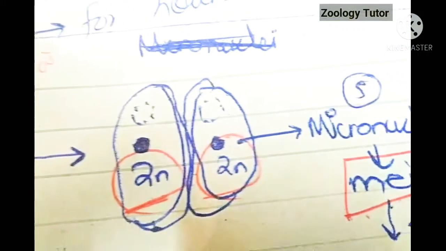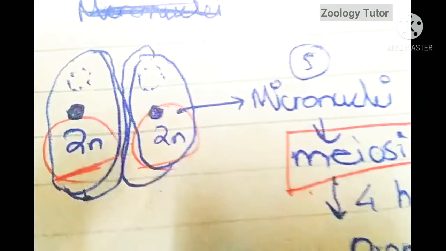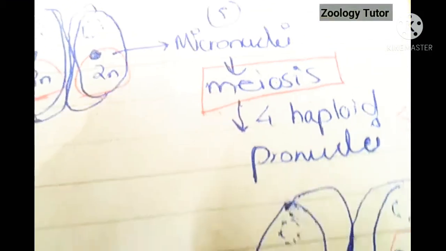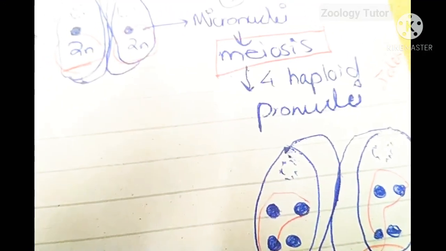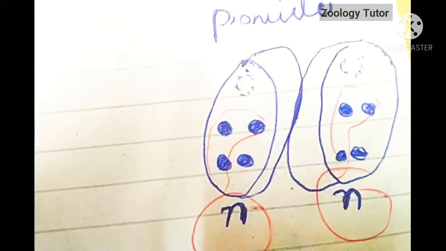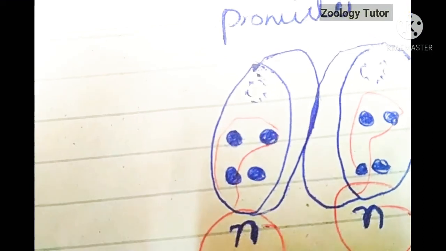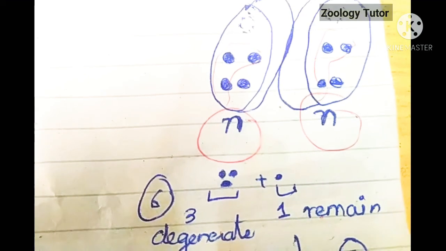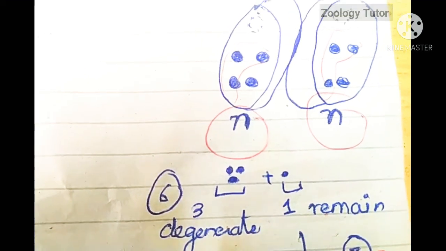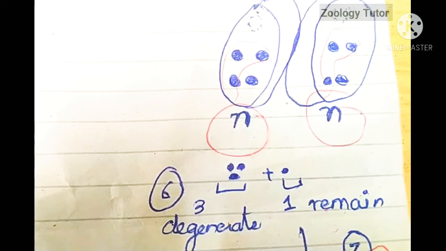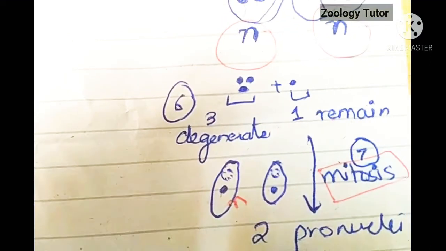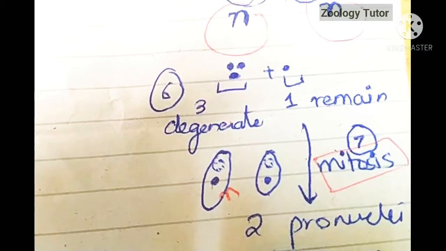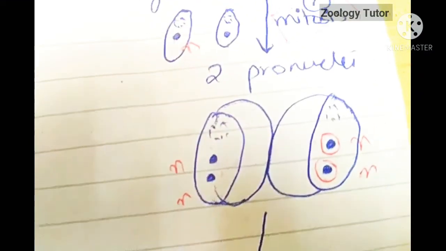as it is and it will undergo meiosis and it will form 4 haploid pronuclei. Now these 3 pronuclei will degenerate and only 1 will remain. 3 will degenerate and 1 will remain. The remaining 1 pronucleus will undergo mitosis and divide into 2. So here we see that the remaining 2 nuclei will divide again and form 2 pronuclei.